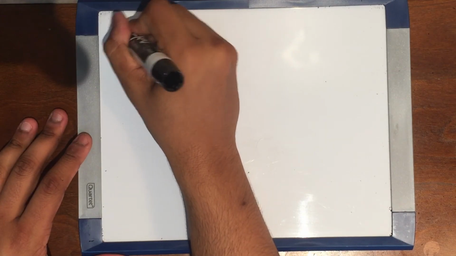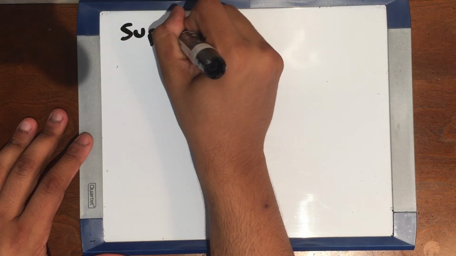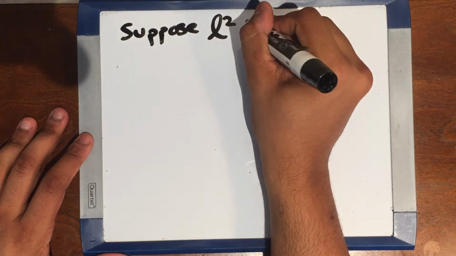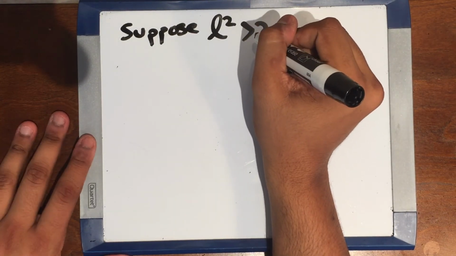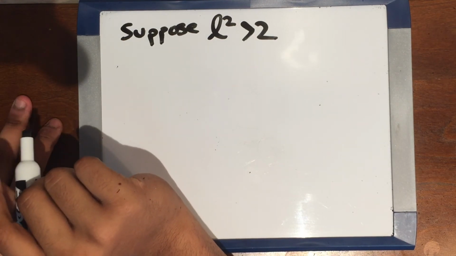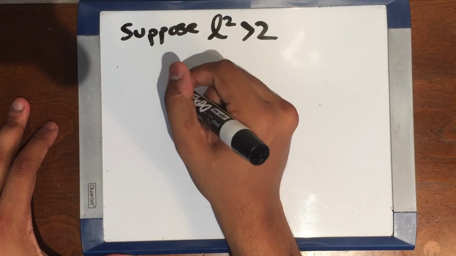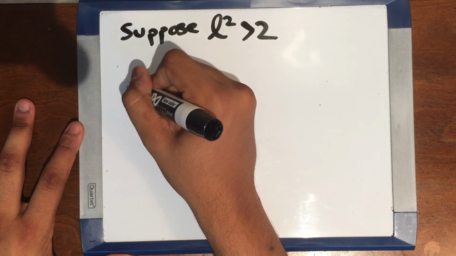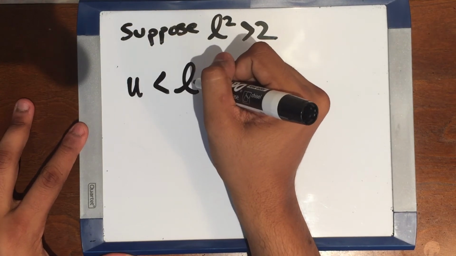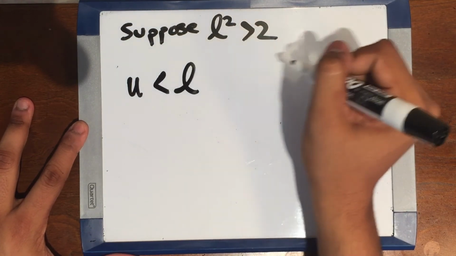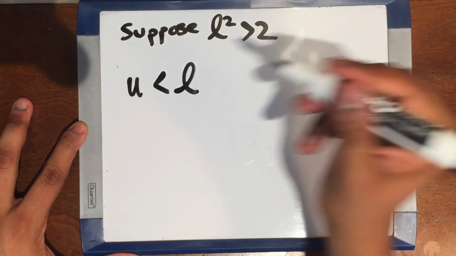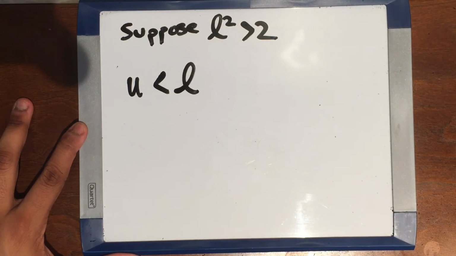Now let's suppose L squared is greater than 2. We will derive a contradiction for this. So we'll be doing this by contradicting an upper bound u of S. So there exists a u which is less than L, and we'll use this to contradict that L is the least upper bound for our S.